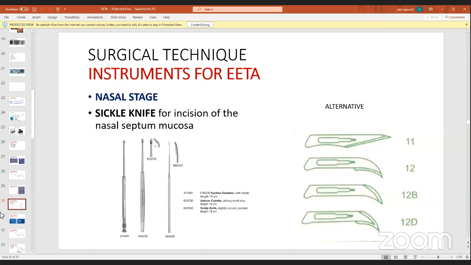Okay, so as I said, usually the first step is that you will explore the nasal floor, and then you will need to incise the mucosa. On the right are different types of blade that you can use, and I really like using the 12 blade because I can turn it upward, downward, and it's really nice. It's better than the 15 blade.